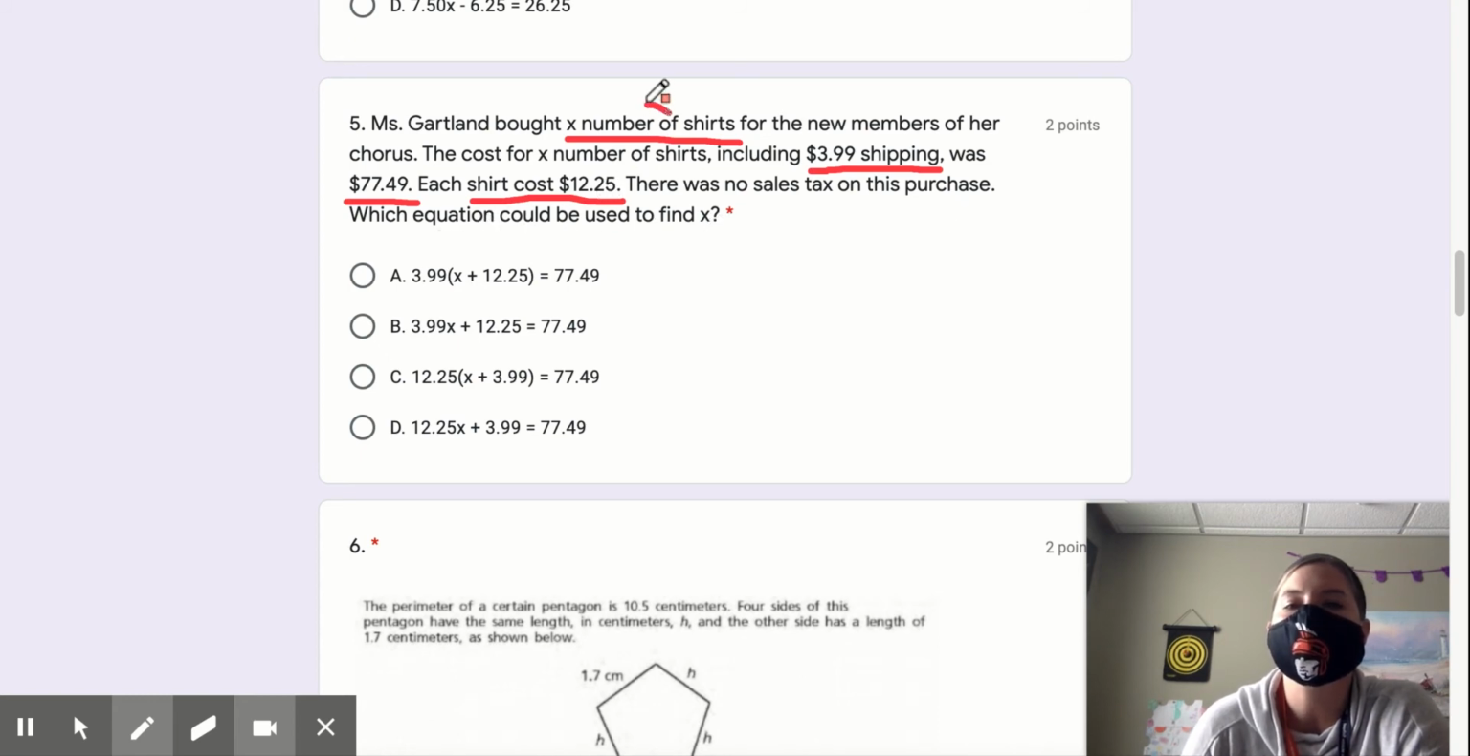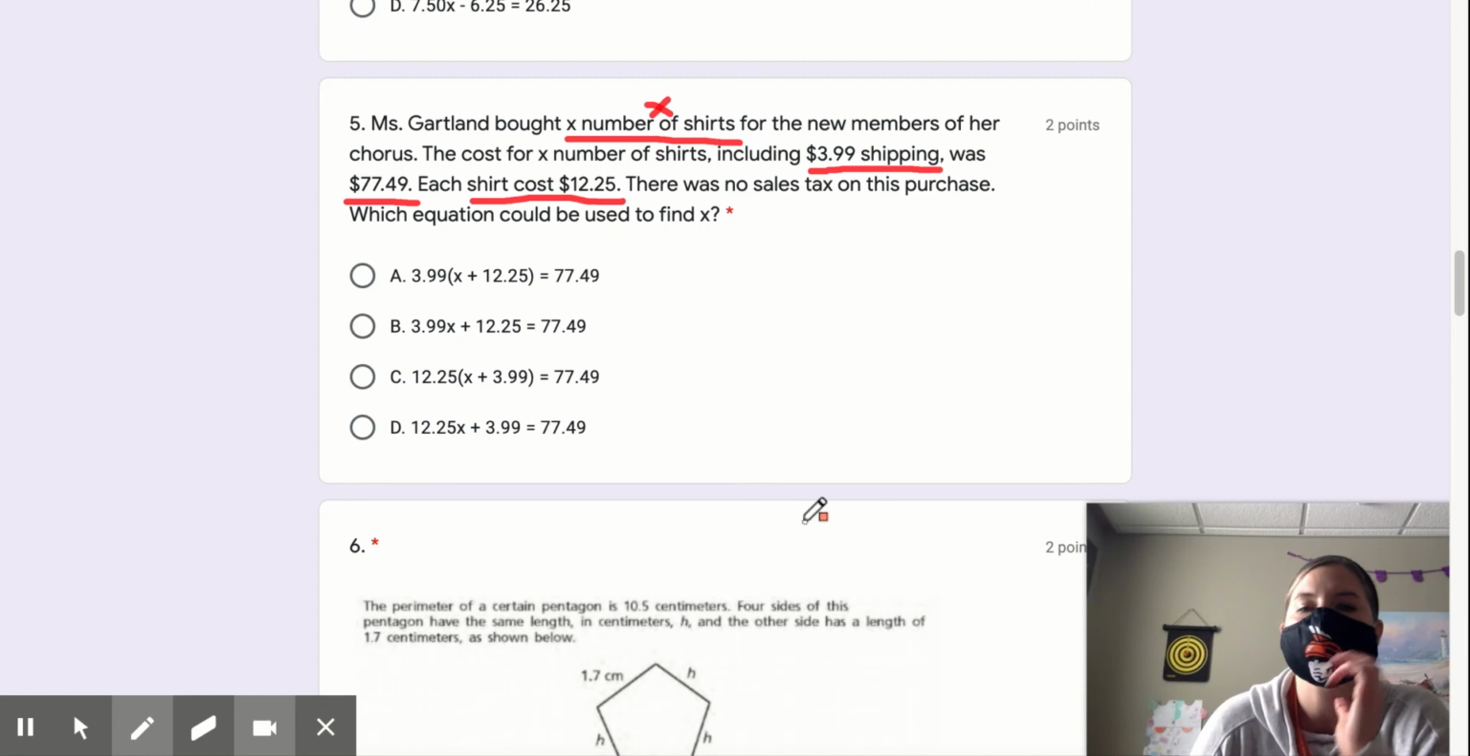Well, X, remember, is the number of shirts. Which one of these numbers does X go with? The number of shirts. Then you can figure out the actual equation.